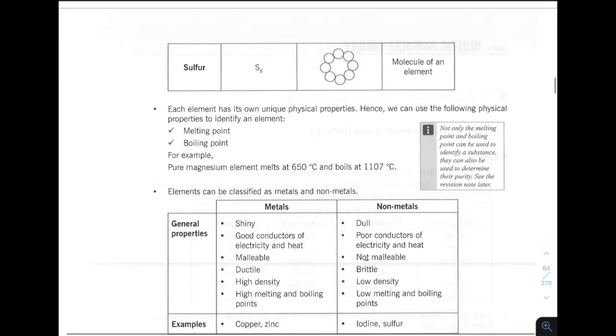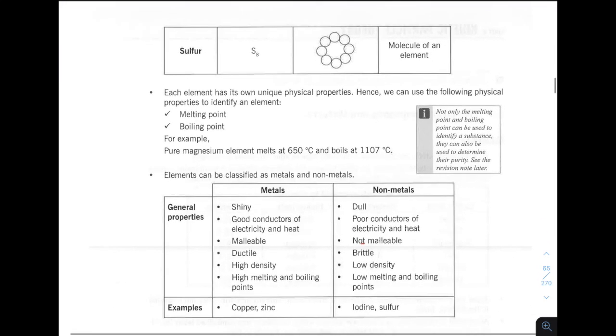Now for the elements, there tend to be 2 types, the metals and the non-metals. So your metals are generally your group 1, 2, and 3 of your periodic table, whereas non-metals tend to be group 4, 5, 6, and 7. Your group 0 is known as your noble gases, and each of them has its own unique physical properties, melting point and boiling point.